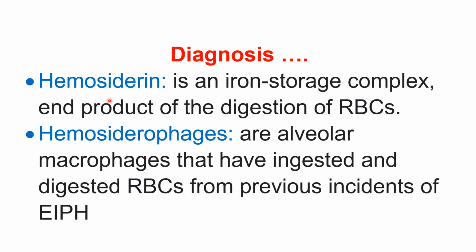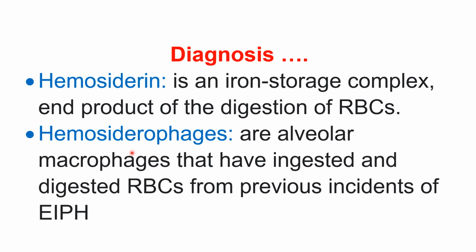So remember here, hemosiderin is an iron storage complex. You know that RBCs contain iron. So it is nothing but an iron storage complex and a product of digestion of RBCs. Hemosiderin is the end product of digestion of RBCs, which contain iron. Remember, this is hemosiderin.